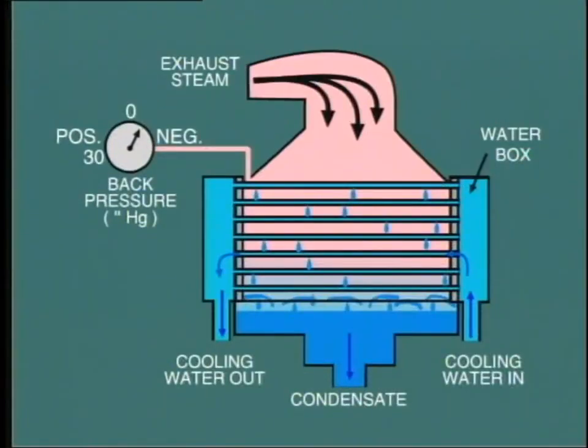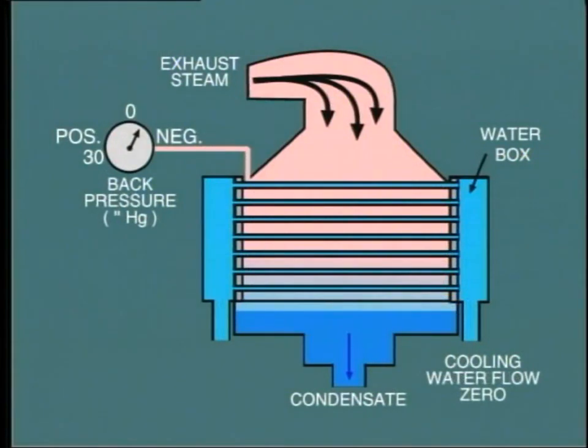Compare this with the change which would take place if all of the circulating water flow were to cease, perhaps due to a trip of the circulating water pumps. In this case, with no condensing taking place at all, the back pressure would rise immediately, and the turbine would have to be tripped. In practice, this takes place automatically, and we'll be discussing this when we look at protection devices in the next module.